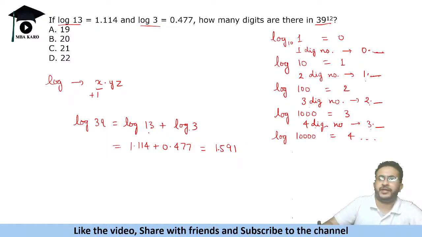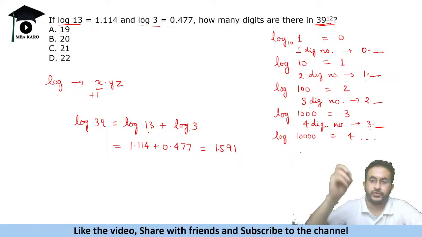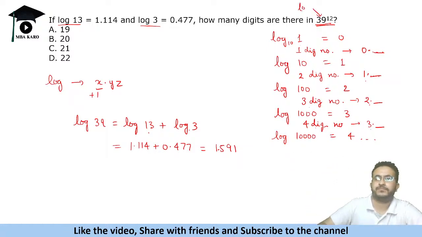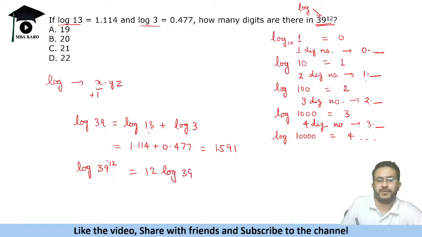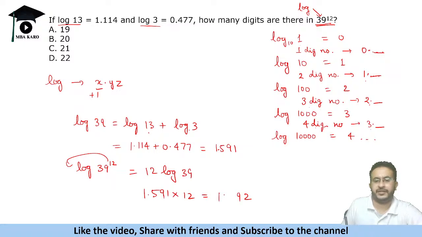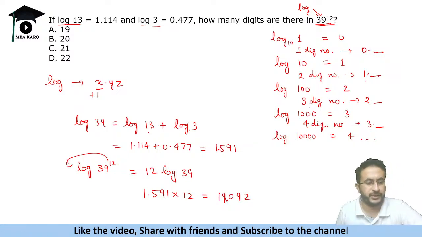Right? Now we need to find 39 raised to the power 12. So we have to actually find the log of this number. So log of 39 raised to the power 12 is 12 log 39. Again, this is a property: if there is a power, it is taken to this side. So 12 into log 39. Log 39 is 1.591 into 12. It takes a little calculation. 12 times 1, 2 carries... this is 108, 109, 10 carries, 180, 190. 19.092 is what you will get.